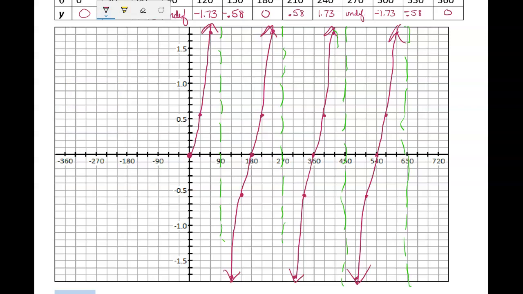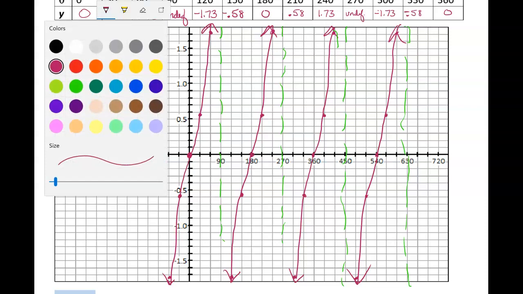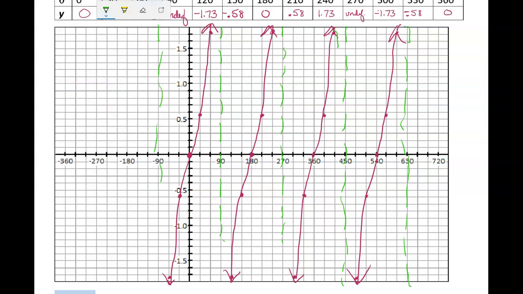Let's sketch it in the negative direction, though. So at negative 30, we'll have a value of a negative 0.58. And at negative 60, we'll have a value of negative 1.73. And then we'll have another vertical asymptote there at negative 90. So it looks to me like we could say one primary cycle of this graph is between negative 90 and positive 90 degrees, which means this one repeats every 180 degrees, not like the sine and cosine, which repeat every 360 degrees.